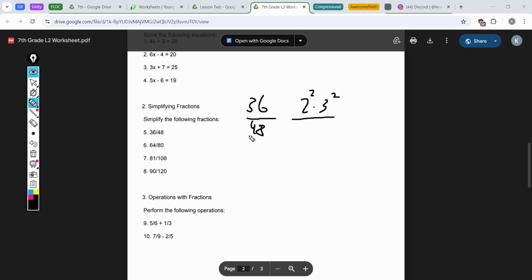And the prime factorization of 48, well, that would be, let's see, I believe 2 to the power 4 times 3. So you'd be able to cancel out the 2 to the 2 and part of this 2 to the 4 to get 2 to the 2 at the bottom, and you'll be able to cancel these out to get 3 at the top, and this will give you 3 over 4.